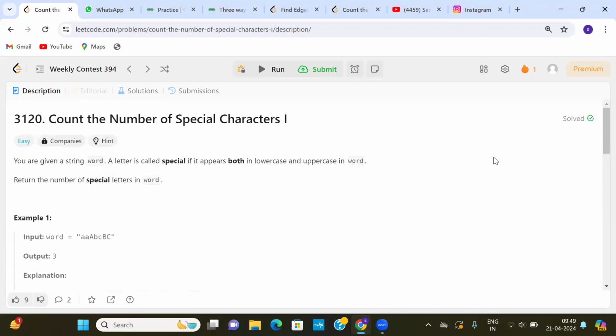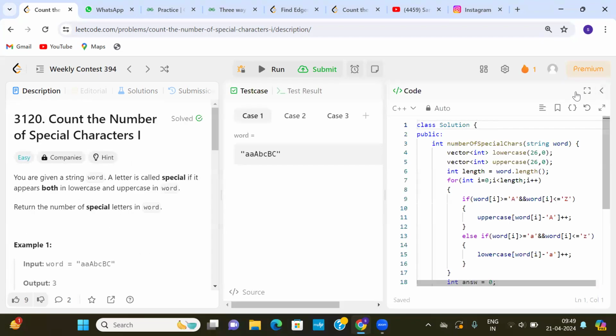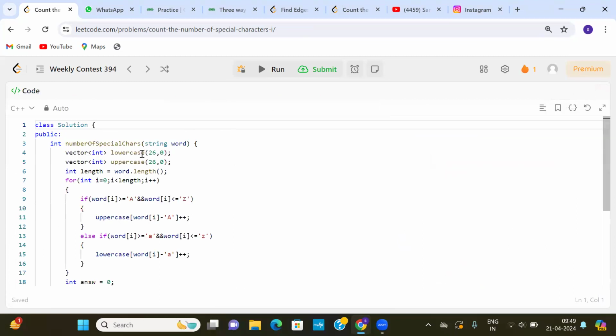So what is the approach that I am going to follow? I have created 2 vectors. One is my lowercase vector and one is my uppercase vector. I know there are 26 letters. So I have taken the size of the vectors as 26 and I have initialized each and every index as 0 because till now they have not occurred even once. Then I have computed the length of my string, that is int length equals word dot length.